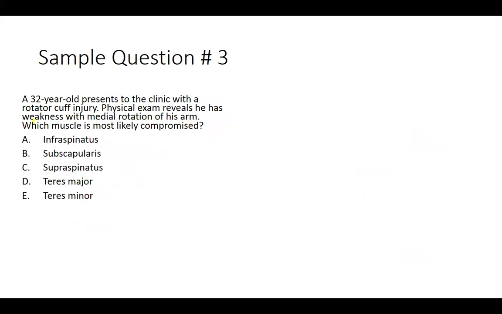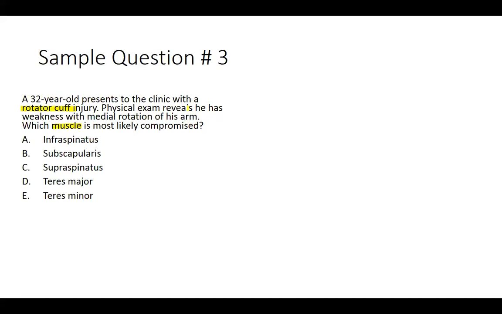All right, so we're going to move to question number 3. Again, let's look at this last question here. Which muscle is most likely compromised? So here we're dealing with a muscle. Your stem says a 32-year-old, it's meant to say patient, but a 32-year-old patient presents to the clinic with a rotator cuff injury. So we know that there's something wrong with the rotator cuff. So you've got to think about those muscles.